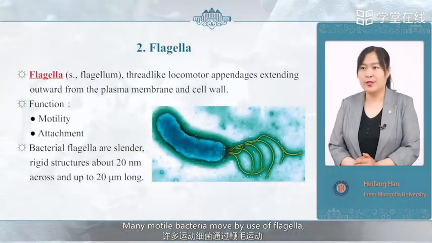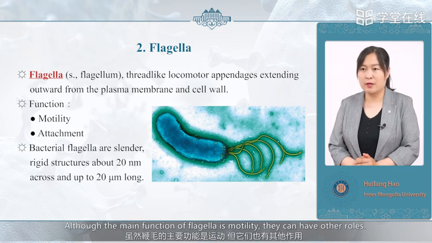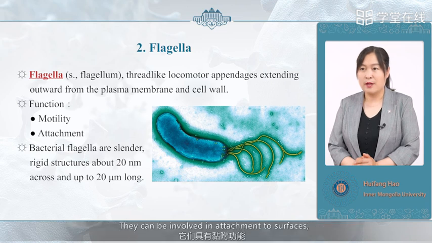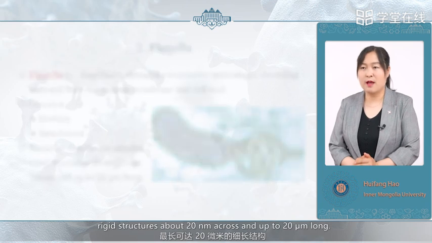Many motile bacteria move by use of flagella, thread-like locomotor appendages extending outward from the plasma membrane and cell wall. Although the main function of flagella is motility, they can have other roles. They can be involved in attachment to surfaces, and in some bacteria, they are virulence factors. Bacterial flagella are slender, rigid structures about 20 nanometers across and up to 20 microns long.